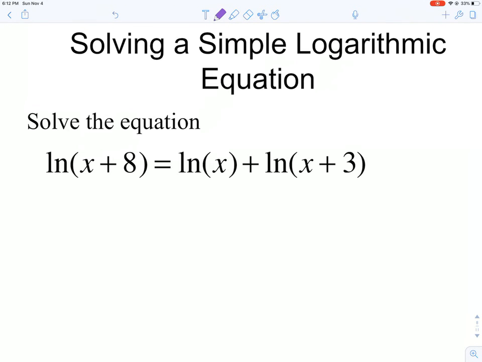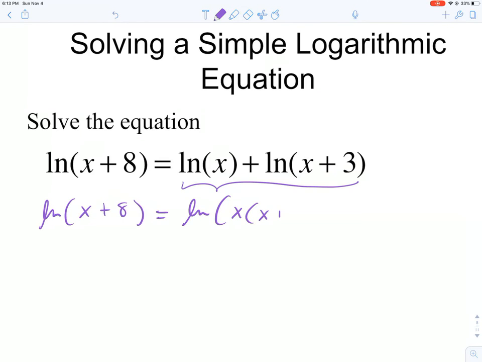So you could determine the domain of this equation or determine what the domain restrictions are, or you could just remember to check for extraneous solutions. So that's what my suggestion is going to be. So let's first go ahead and use product rule to rewrite the right hand side as a single logarithm. So we'll have the ln of x plus 8 equals ln of x times x plus 3.